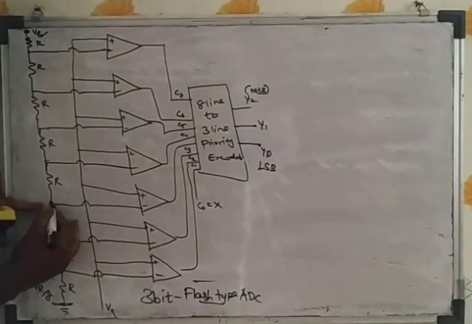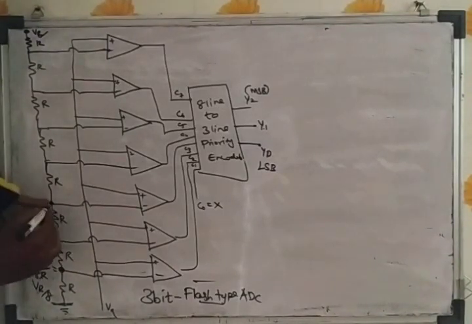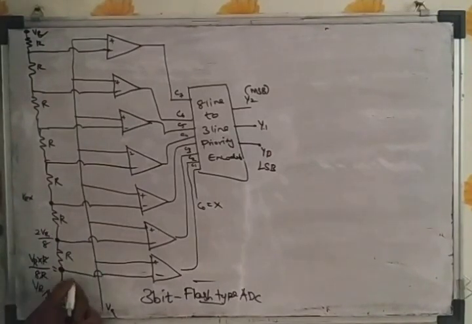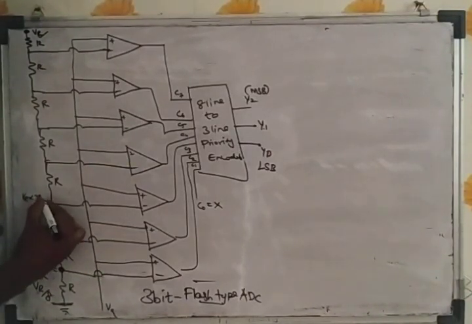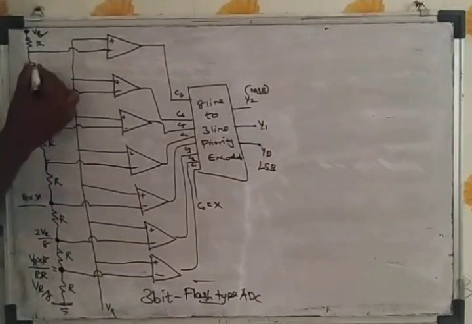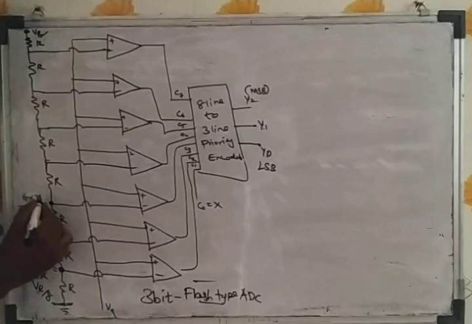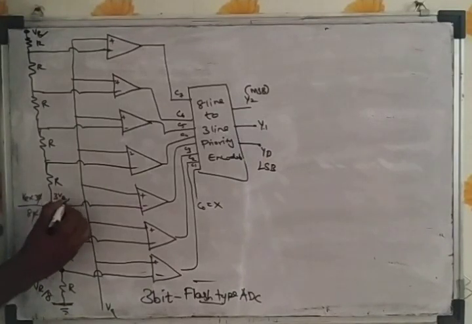If you are applying the voltage division rule at this point, you have 3 resistances. So total VR into same branch resistance 3R divided by total resistance. If you add these resistances, you will get 8R. So you will get 3 VR by 8. This point you have 3 VR by 8.